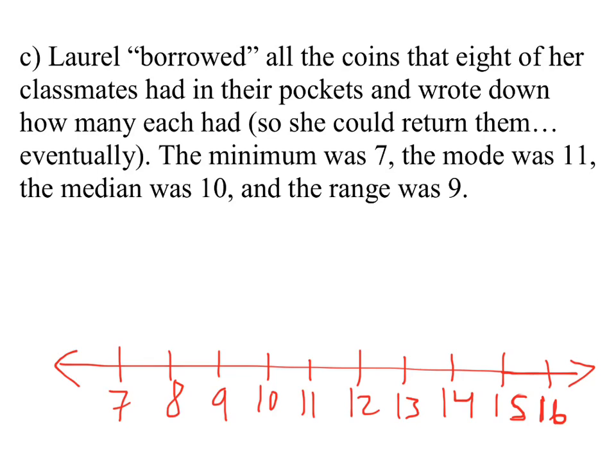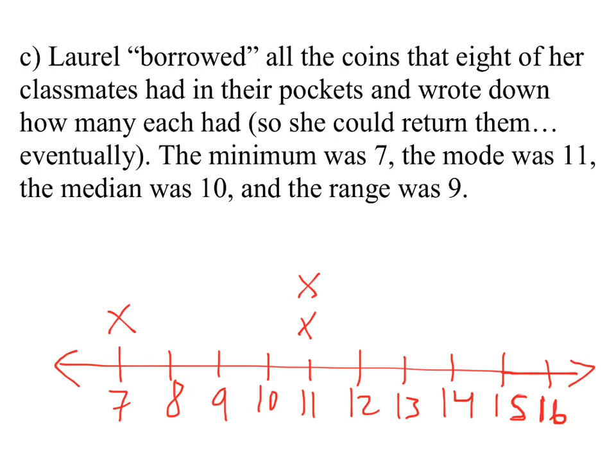So Laurel borrowed coins from 8 of her classmates and wrote down how many each one had. The smallest number that someone had was 7, so I'm going to put that down right away because that number's not going to change. The mode was 11, so 11's got to have at least 2, and that might be more or less. The median was 10, and the range was 9.